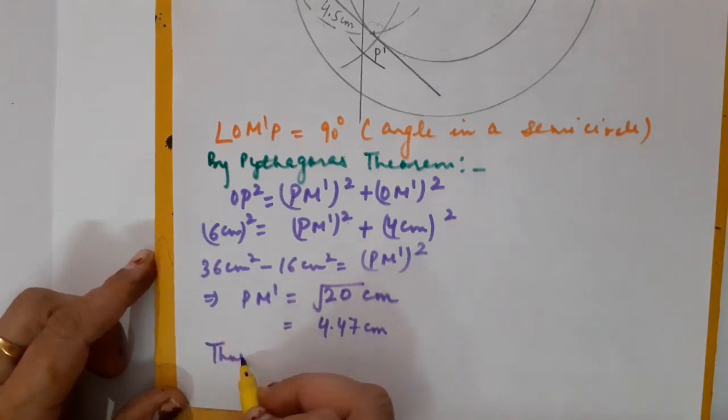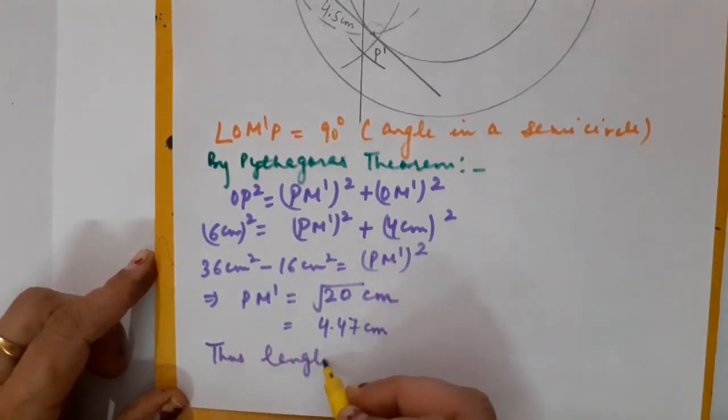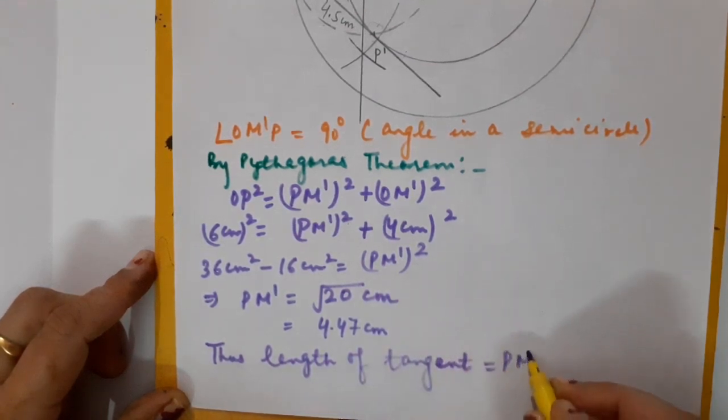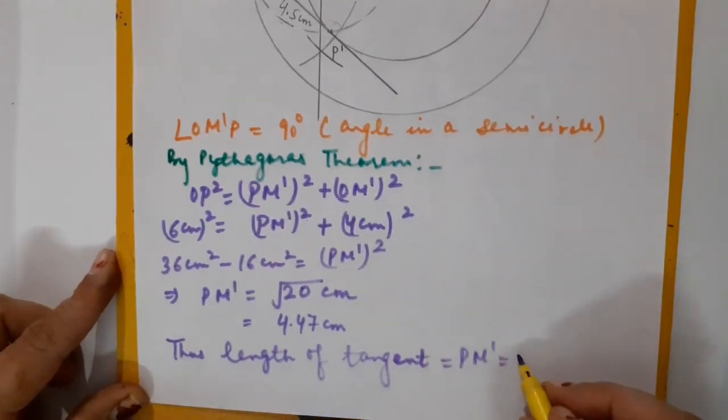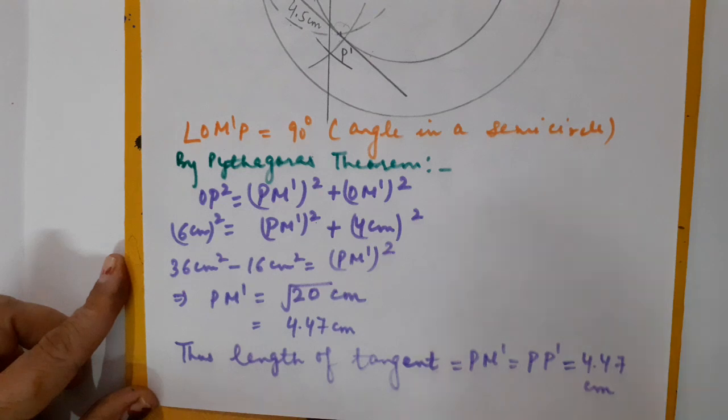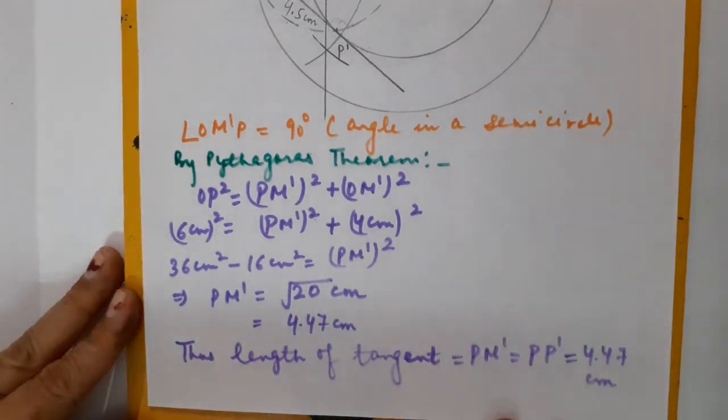Thus, the length of the tangent PM dash is equal to PP dash is equal to 4.47 centimeters. That you can write as 4.5 as well. Correct? So children, that's it for the day.